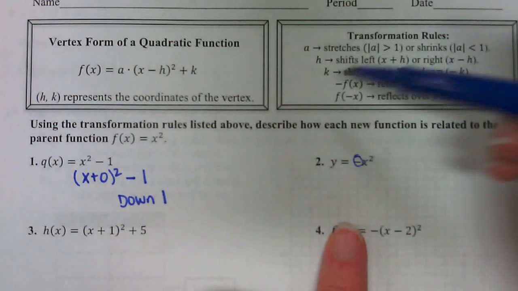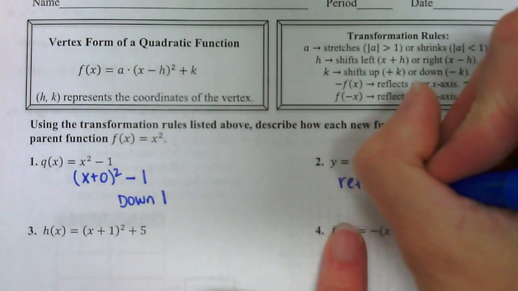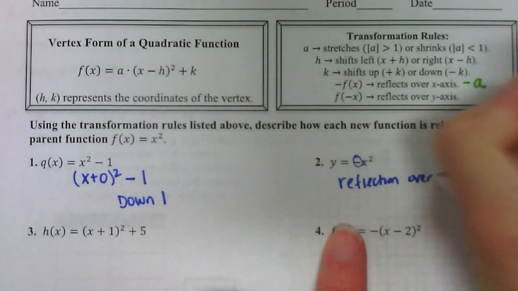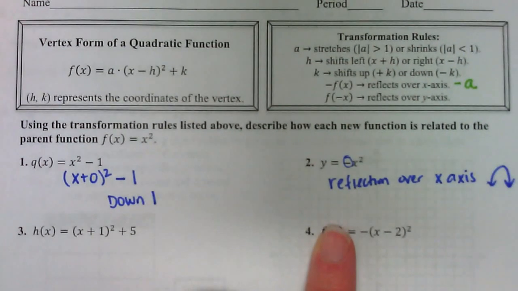For this graph, the only thing that's changed from x squared is that there's a negative out in front. The negative is out in front, like this one, so this is going to be a reflection over the x-axis. That means your graph's going to go like this. That's what a reflection means.